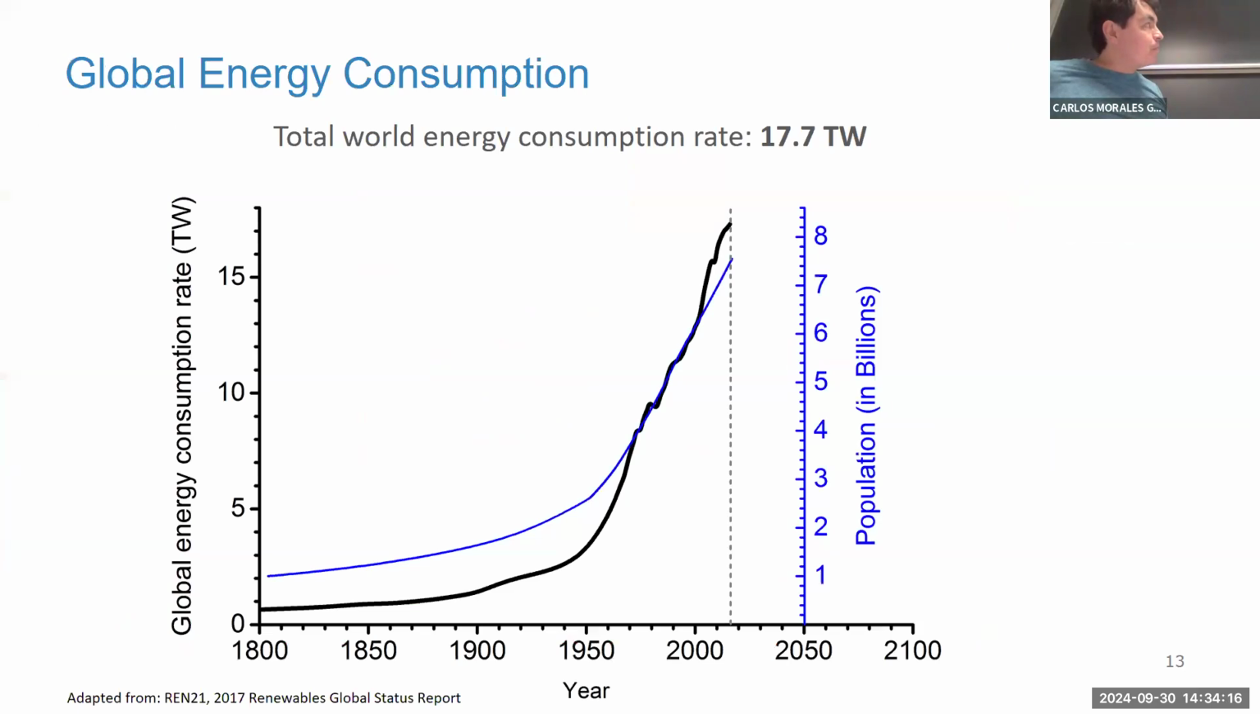All right. So this is how energy consumption has been increasing over the last 200 years. This is the global energy consumption, and the blue line is the population. This figure just shows that we have around 8 billion people. We consume energy at around 17 terawatts. They trace each other, which means more people, more energy consumption.